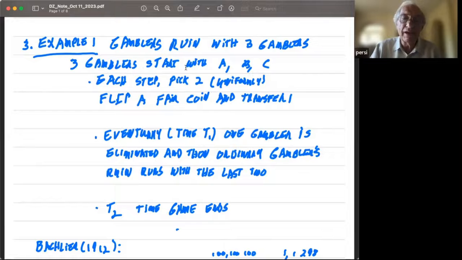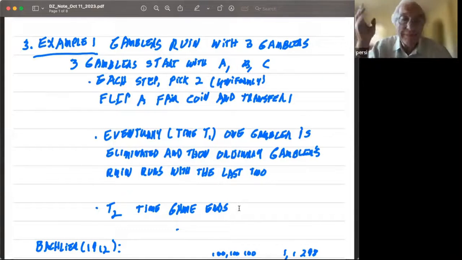We have 3 gamblers. One has A, one has B, one has C. In this version, you pick a pair of gamblers at random, all 3 possible pairs being equally likely. And then you flip a fair coin, and if it comes up heads, you transfer $1 one way, and if it comes up tails, you transfer $1 the other way. That's a well-specified game. Eventually, because everything's finite and you're wiggling around at random, and I'll call the time it takes T1, one gambler is eliminated, and so the 2 gamblers have the money between them, and then they play ordinary Gambler's Ruin until all the money is gone, and all the money is won by one player, and T2 is the time the game ends.